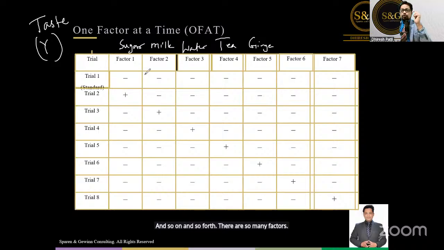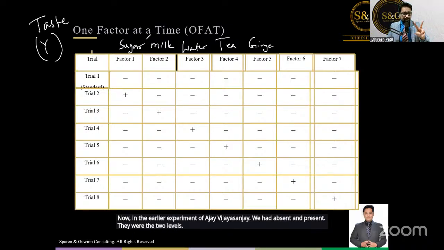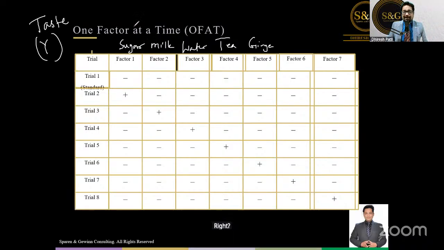Now what they used to do is, they used to decide two levels. In the earlier experiment of Ajay, Vijay, Sanjay, we had absent and present. They were the two levels, right? Now here, let's say 1 tablespoon and 2 tablespoons of sugar. All right, 100 milliliter and 200 milliliter are the two levels. Water, maybe 1 cup or 2 cups of water.